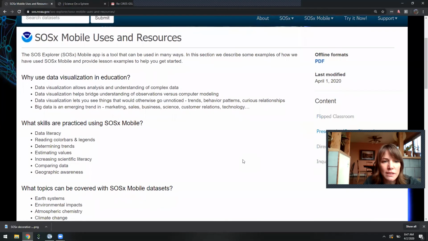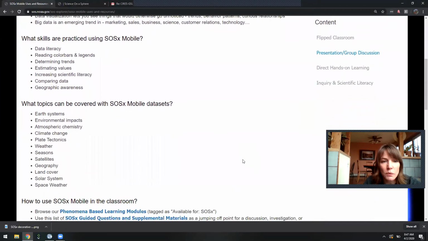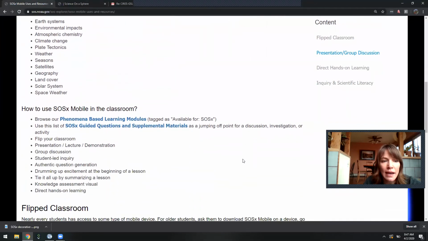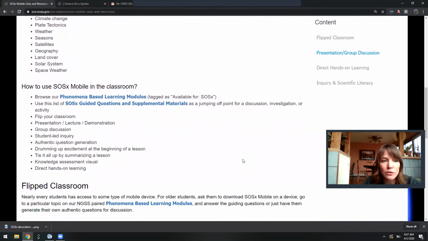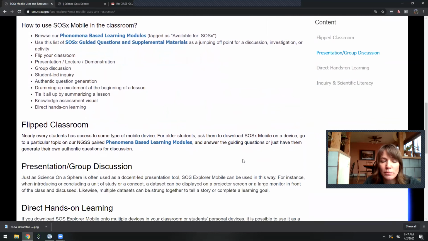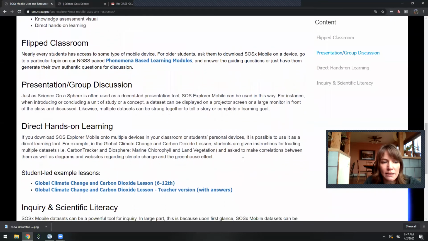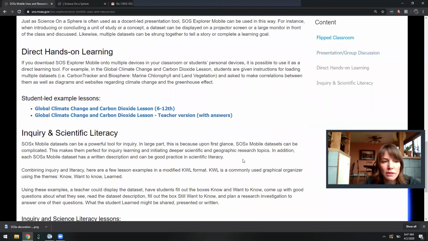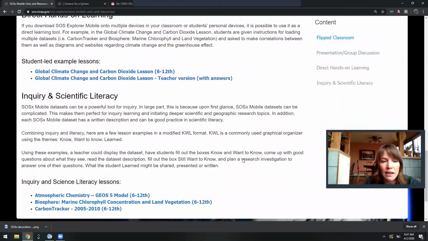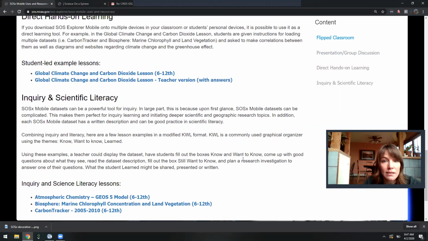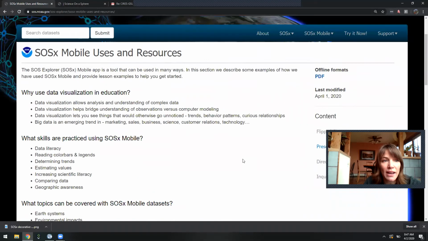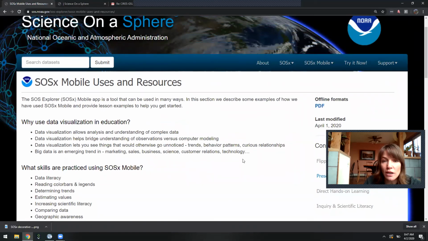So why use data visualization in education? What skills are practiced? What topics are covered? How to use this in the classroom. So you can flip your classroom, you can do a presentation like I'm doing, or you can do direct hands-on learning. And here are some student examples that they can go and do on their own. So that is what I wanted to show you, and we really appreciate your feedback, and let us know how you use it.